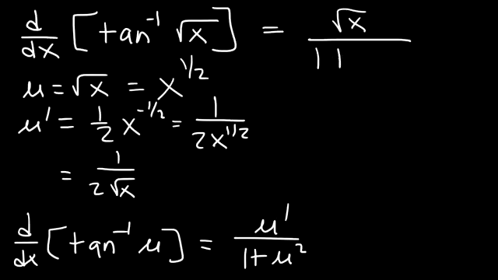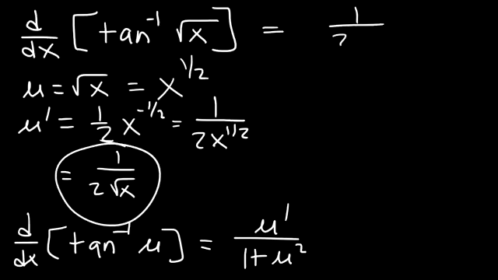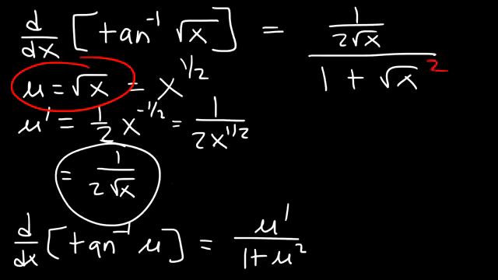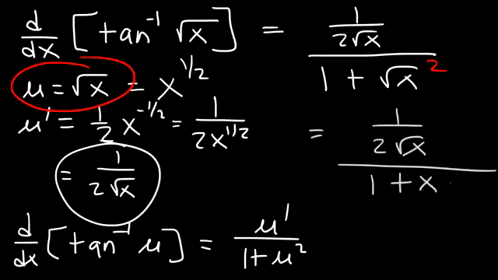Well, actually, I take that back. U prime is this thing right here, so that's 1 over 2 square root x, and then divided by 1 plus u squared. So u is the square root of x, and once we square it, it simply becomes x. So this is 1 over 2 square root x divided by 1 plus x. Now we could simplify the expression.